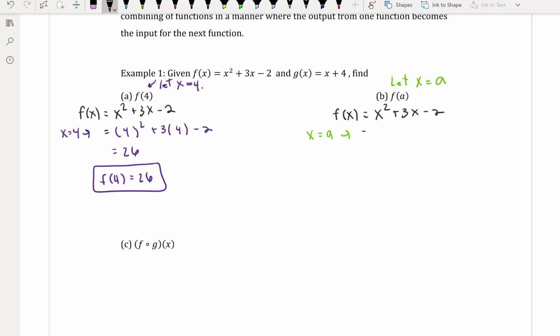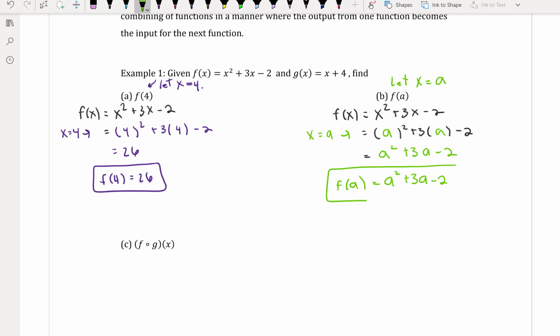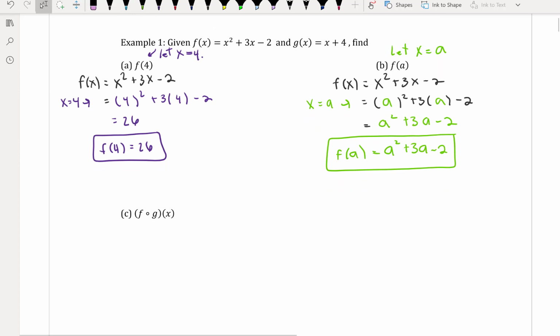So I have my x squared plus 3 times x minus 2, and the value that I'm plugging in is my a. So now I'm going to get a squared plus 3a minus 2. So f of a is equal to a squared plus 3a minus 2, and that ends up becoming my final answer. So we're just plugging in values into our equation. Now for part C, this is where the real work begins.